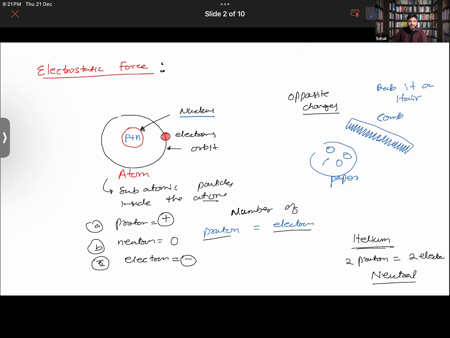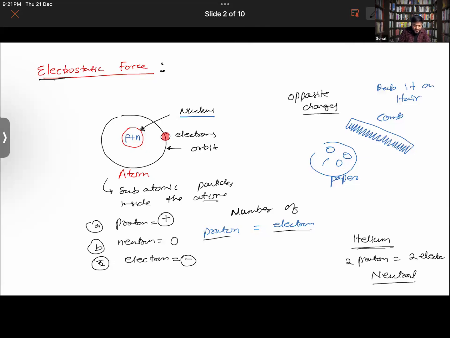Sometimes if I take a balloon and rub it a little bit on my hair, then my hair will start going up. It will float up. That's the static. That is again due to the electrostatic force there, right? Yes, sir.